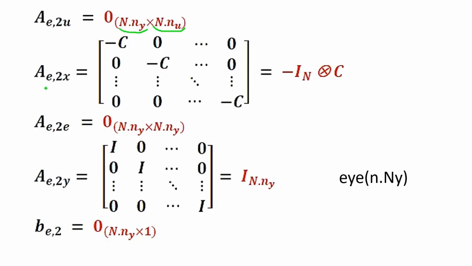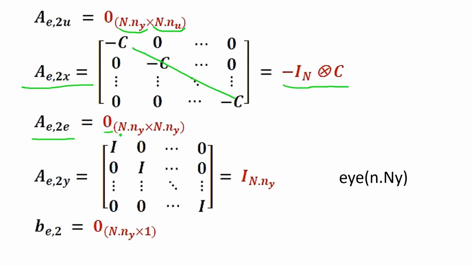Now let's go on to the next matrix. The next matrix is very similar to what we also obtained for the previous first equality constraint. And here it has minus C on the diagonal. This matrix has a special structure, which we can write using the Kronecker product as follows. Now, let's move on to this matrix, which is AE2e. AE2e is all zeros, so it's very easy to write.